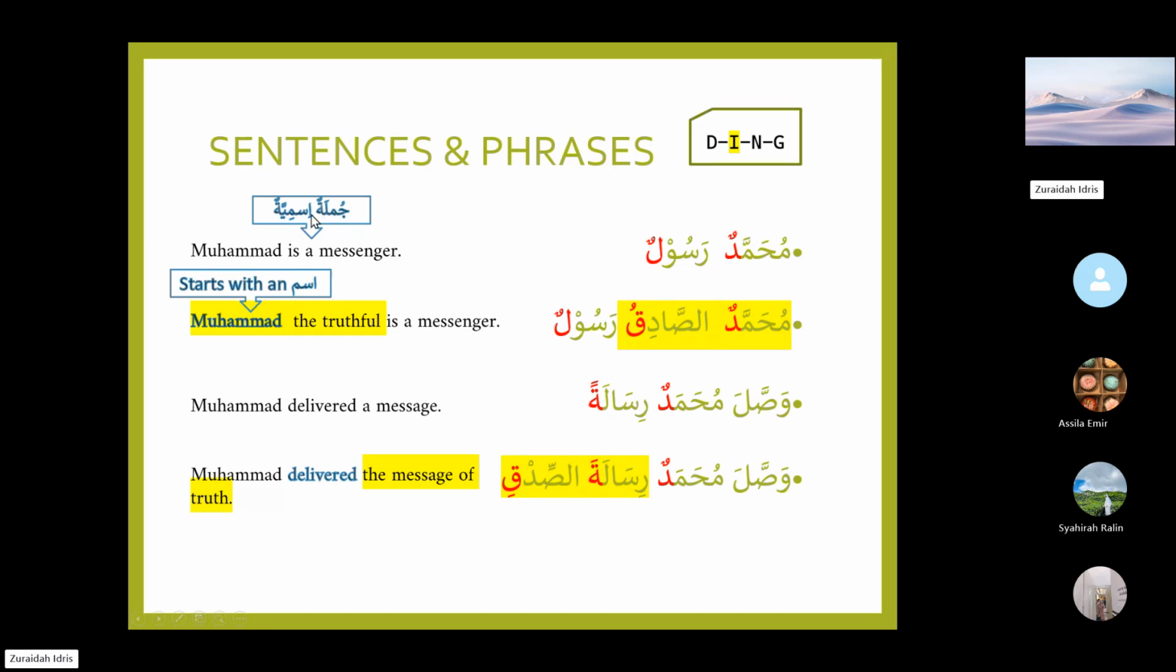ismiyah. This is mausuf and sifa as well. If you look at the two words, jumlatun ismiyatun, mausuf, sifa. Then we have jumlah fi'liyah because it doesn't start with an isim. It starts with a fi'il. This is a general rule. Not always, but generally if it starts with a fi'il, it's a jumlah fi'liyah. If it starts with an isim, it's a jumlah ismiyah.